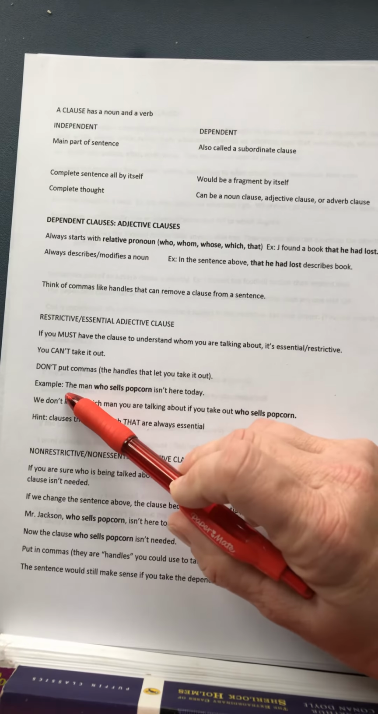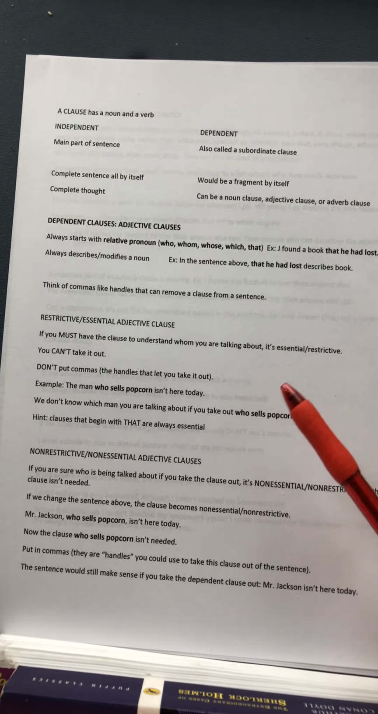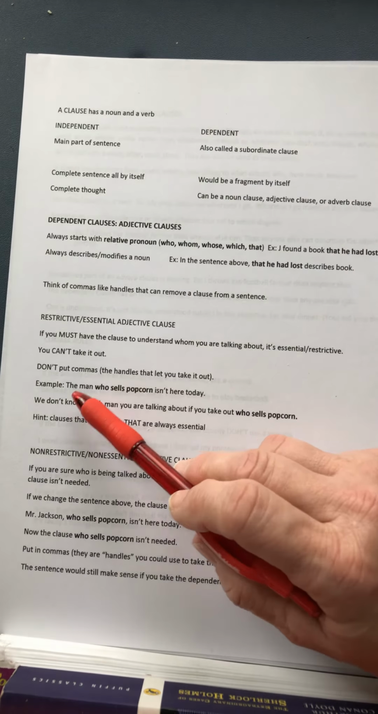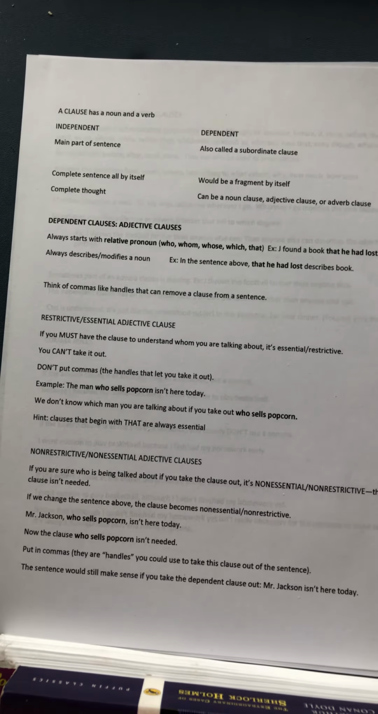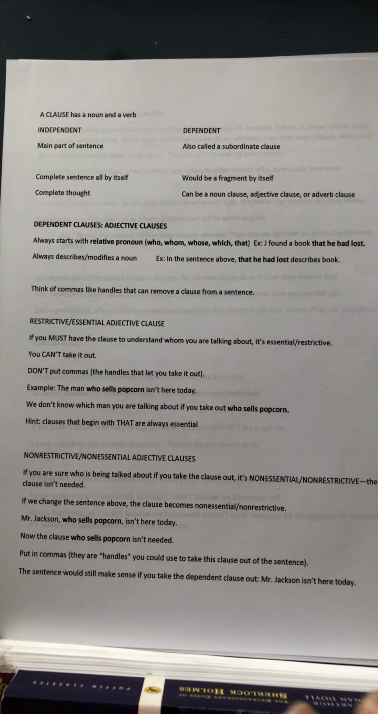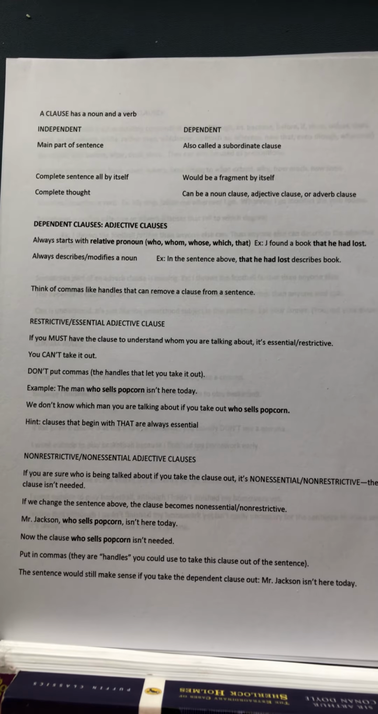For example, let's look at this one. The man who sells popcorn isn't here today. We don't know which man you're talking about if you take out this who sells popcorn. You would say the man isn't here today. Which man? Hint, any clause that begins with that is going to be an essential clause. That can help you. Now let's look at non-restrictive or non-essential clauses for adjective clauses.